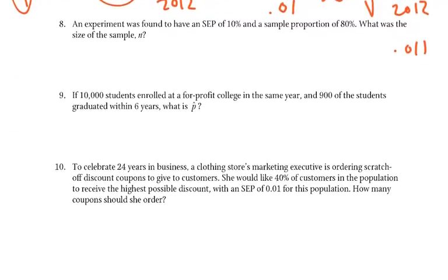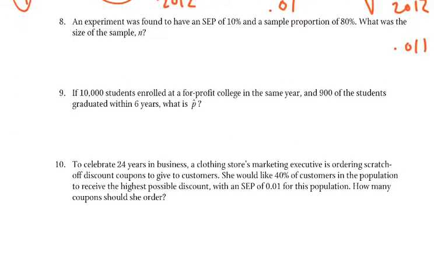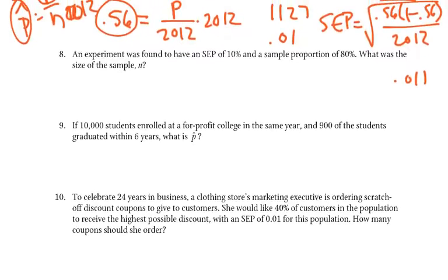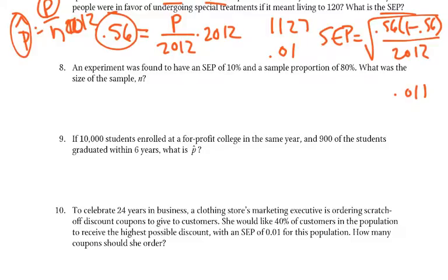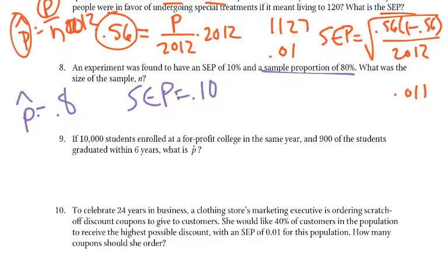Alright, number 8 says, an experiment was found to have an SEP of 10% and a sample proportion of 80%. What was the size of the sample? Okay, so now we're going to have to work backwards again. So we've got a sample proportion, p hat, of 0.8, 80%, and the SEP was 10%, or 0.1. So we know what this is, that's 0.1, or 10%, equals, we know what this part is. What we didn't know was that one.